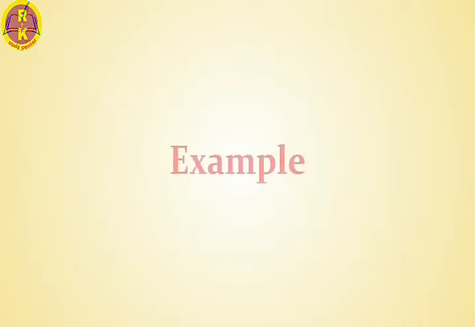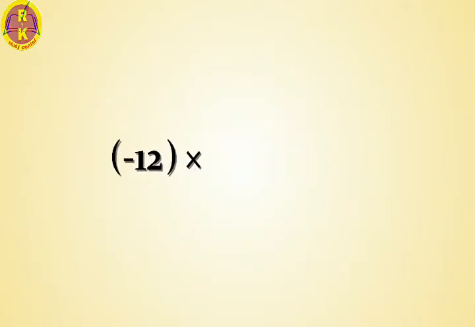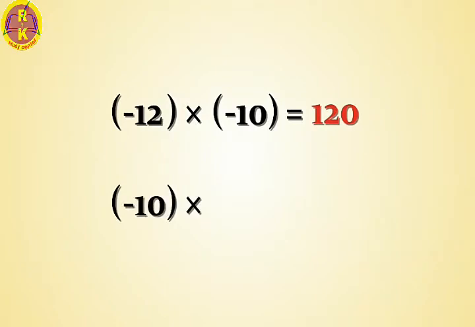Now, observe the following example. Minus 12 multiplied by minus 10 is equal to 120. This is a positive number, as the result of the multiplication of two negative numbers is a positive number. Let's change the order of the numbers that are being multiplied. Minus 10 multiplied by minus 12 again gives a positive product, that is 120. We notice that in both the cases the answer is the same, even when we change the order of the numbers that are being multiplied.